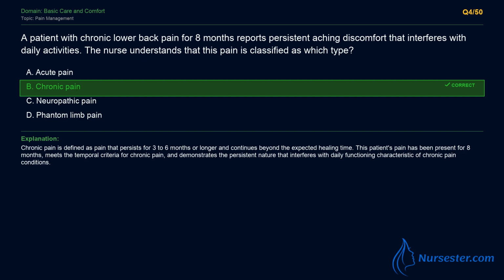Chronic pain is defined as pain that persists for 3 to 6 months or longer and continues beyond the expected healing time. This patient's pain has been present for 8 months, meets the temporal criteria for chronic pain, and demonstrates the persistent nature that interferes with daily functioning, characteristic of chronic pain conditions.